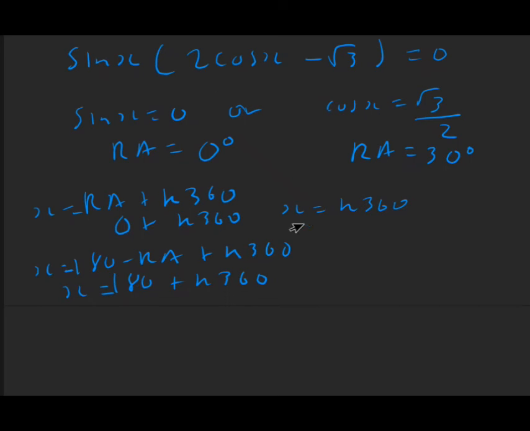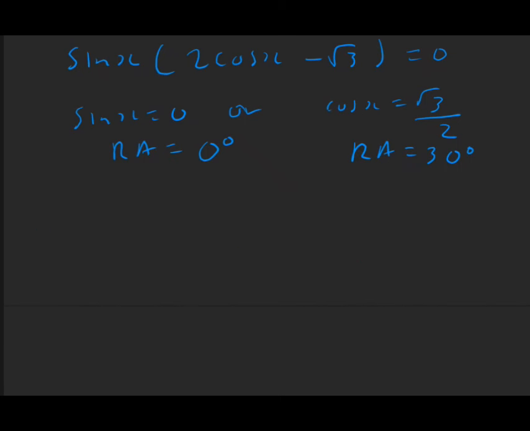So your final answers for the 0 portion are x equals k360, or x equals 180 plus k360, and put k as an element of integers, or else you miss the mark, right? So there we have it. So that's for the first portion.